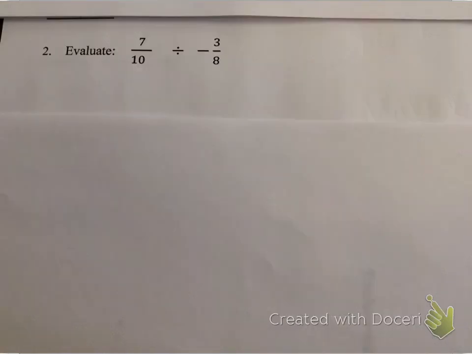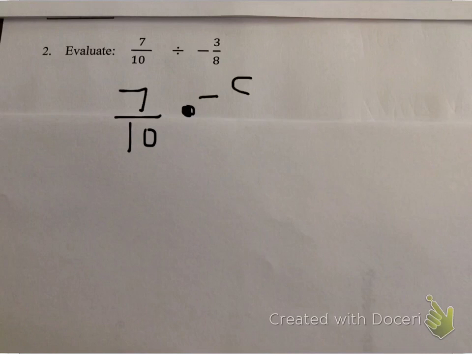Number 2, 7/10 divided by negative 3/8. We don't divide fractions, we multiply by the reciprocal. So I'm going to keep my 7/10, change my division to multiplication, and my reciprocal of negative 3/8 is negative 8/3. And I'm going to multiply those. I have one negative, so my answer is going to be negative. I can cross cancel with the 8 and the 10 if I want. You don't have to, you'll just have to simplify later. They're both divisible by 2.